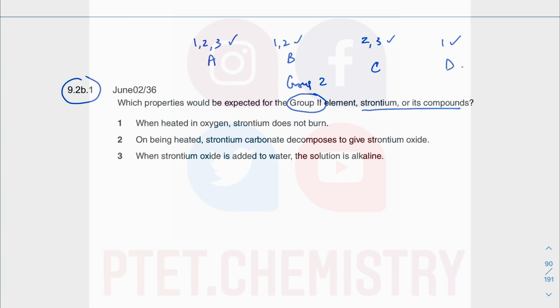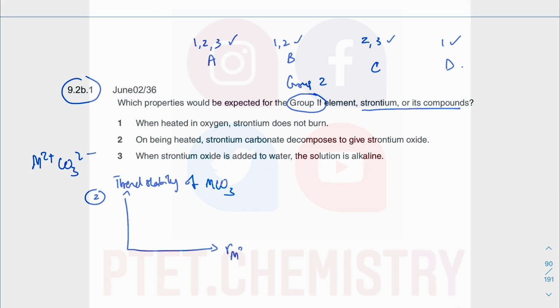and its compounds. If I check option 2 first, we know the thermal stability of the group 2 carbonate, so it's M2+ and CO3 2-. Going down the group, the trend is something you'll be expected to state at AS, something you'll be expected to explain at the A-level stage, yeah? So it becomes more stable down group 2, so it is more difficult to decompose. The thing is, it's quite hard for me to tell you that when I say it's more difficult to decompose, does it get decomposed or not? That's the thing that I can't tell you directly for now.